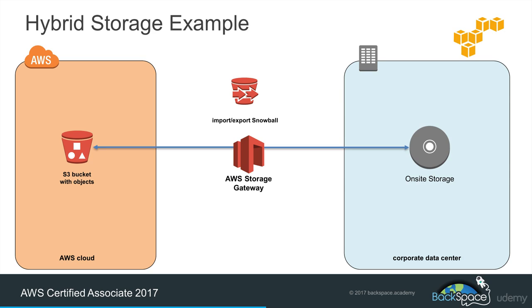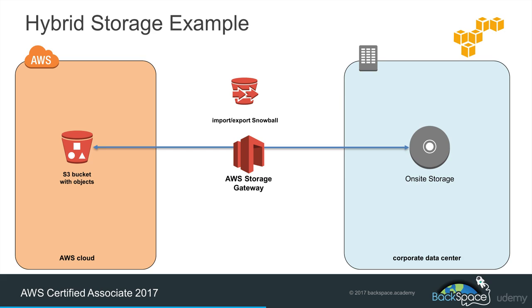So let's have a look at a different example now. It's a hybrid storage example. So we're going to take advantage of not only the AWS cloud storage solutions, but also we're going to combine that with our own on-site storage located in our own corporate data center. So first of all, when we deploy this solution, where we want to synchronize our data between the corporate data center and the AWS cloud, there's going to be a very large amount of data to be transferred across to the AWS cloud when we first deploy this solution.